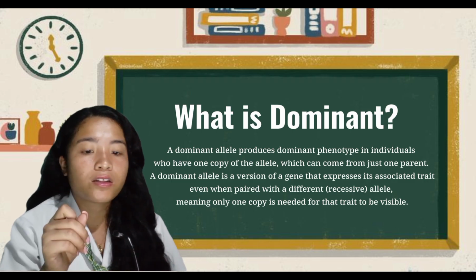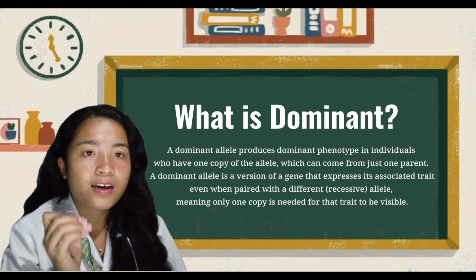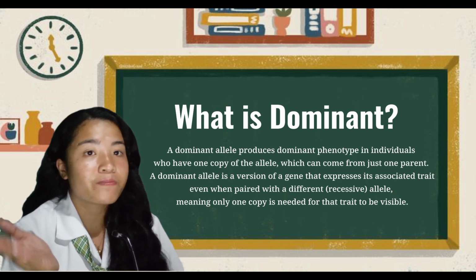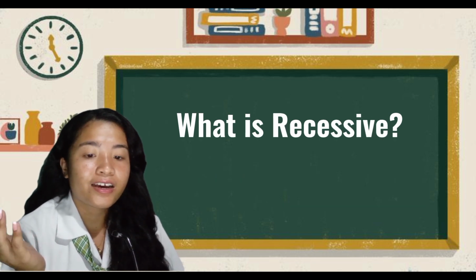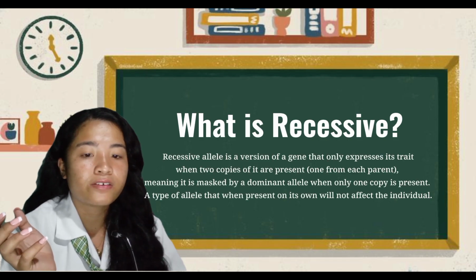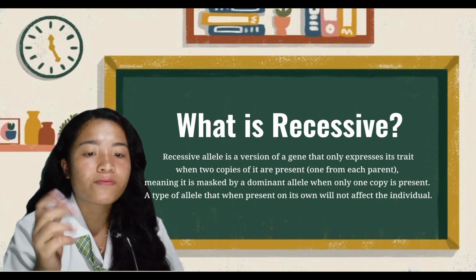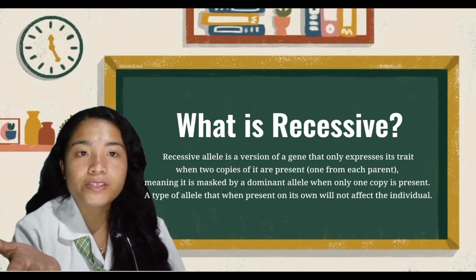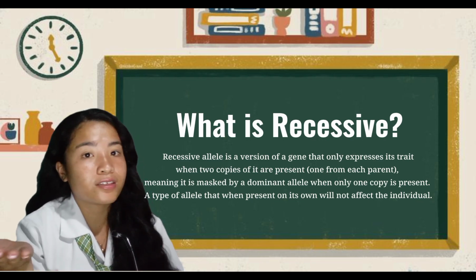For example, the dominant allele is represented as a big letter A. And the recessive, if you ask, what is recessive? A recessive allele is a version of a gene that only expresses its trait when two copies of it are present. For example, we represent the recessive allele as a small letter a.